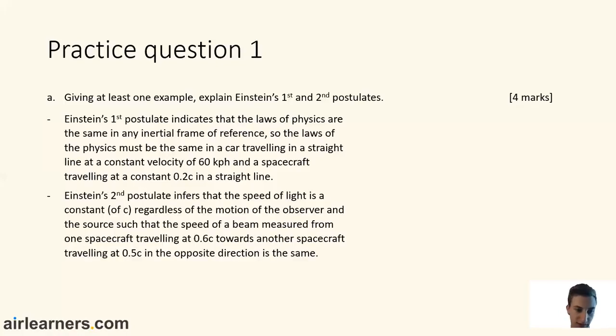Einstein's second postulate infers that the speed of light is a constant of c, regardless of the motion of the observer and the source, such that the speed of the beam measured from one spacecraft traveling at 0.6 c towards another spacecraft traveling at 0.5 c in the opposite direction is the same. So it's just saying, regardless of the motion, we both observe the speed of light to be c.